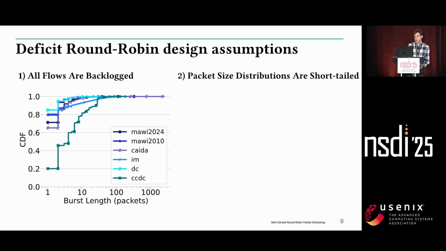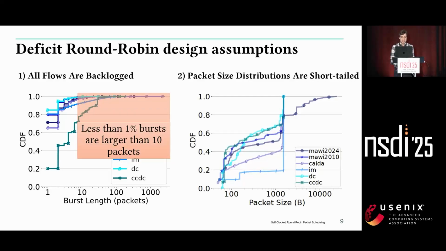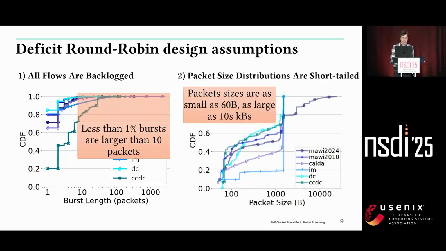We computed the burst length distributions from public packet traces from ISPs, backbones, campus data centers, applications, and others. And our results show that less than 1% of the bursts are longer than 10 packets. The packet sizes are also varied. We have packets as small as 60 bytes and as large as jumbo packets and everything in between.